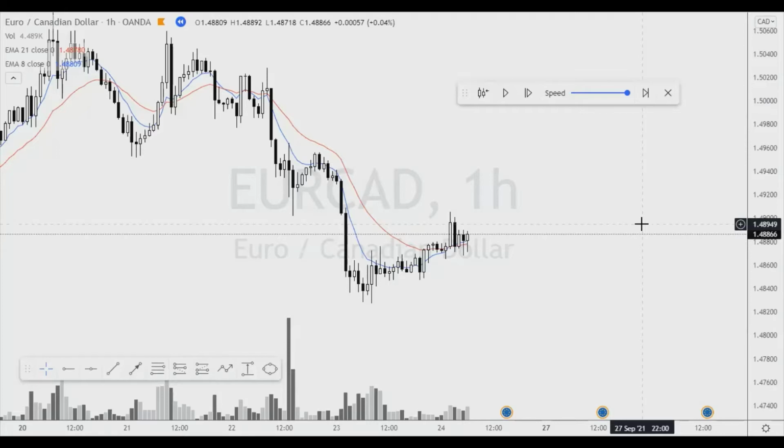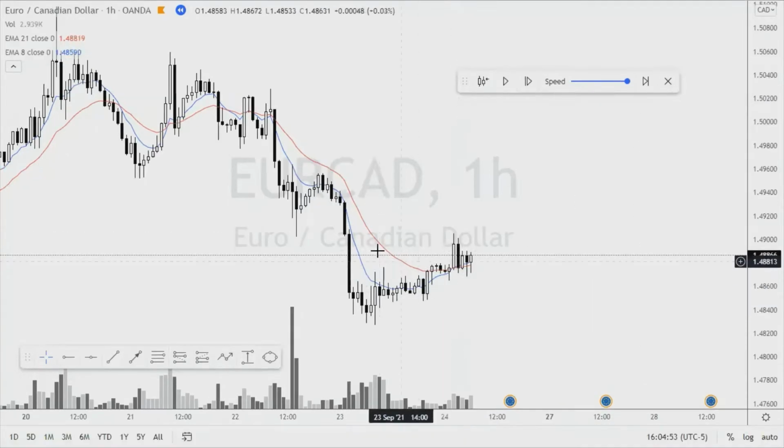I want to talk to you today about a strategy that I have been using. It's been highly successful in the Forex market for me over the last couple of months. It's a very simple strategy, just utilizes a couple of moving averages and trend lines. And let's get into it real quick.